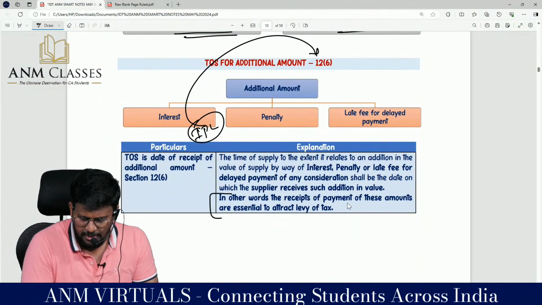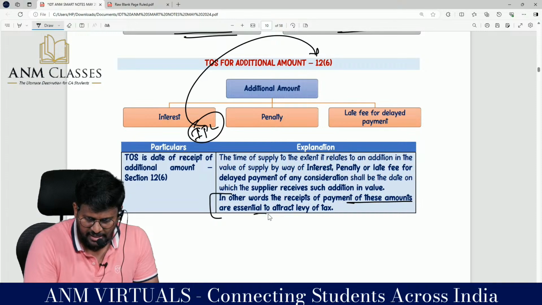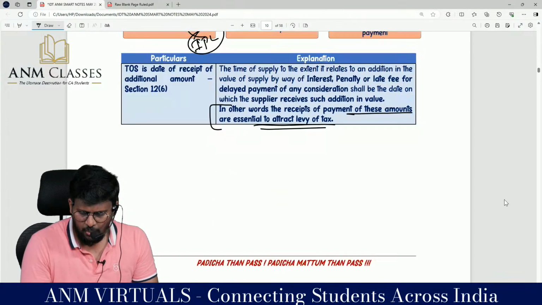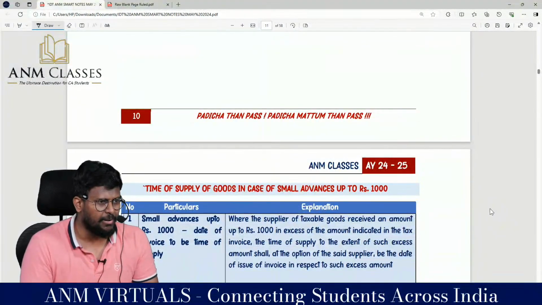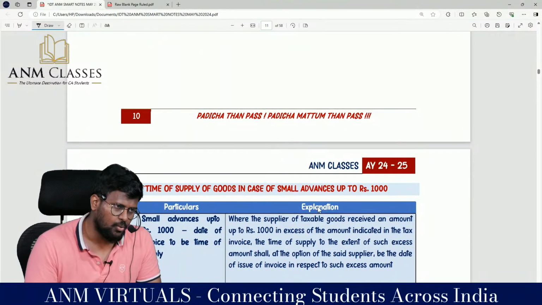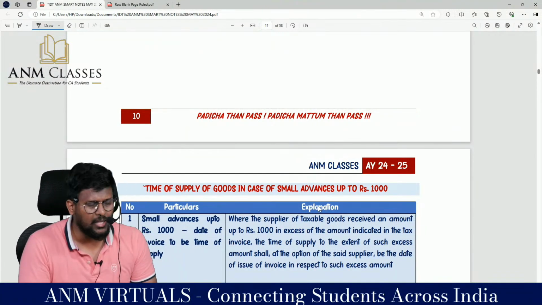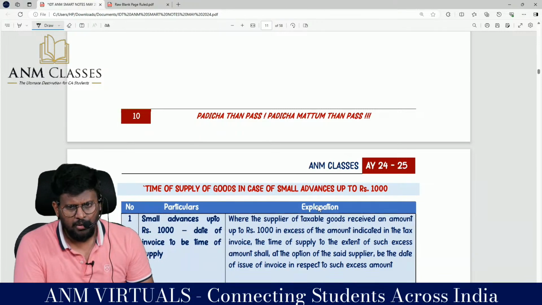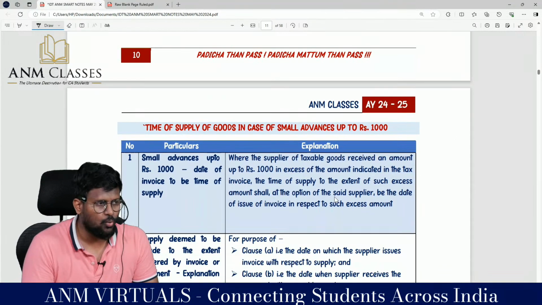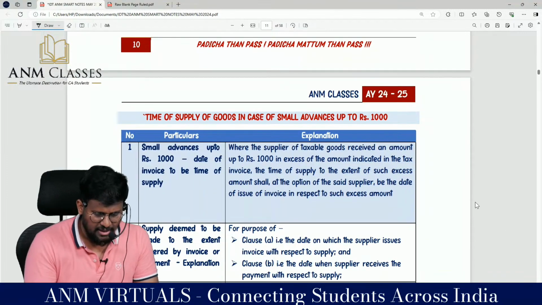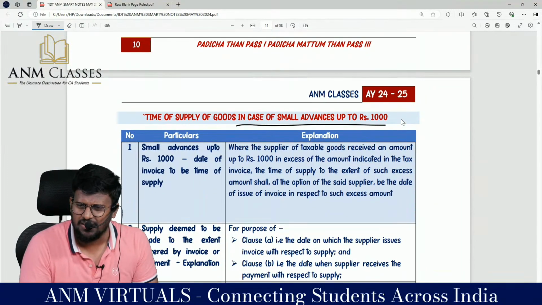In other words, the receipt of payment of these amounts is essential to attract levy of tax. What is 12.1? Liability for payment of tax arises at time of supply. What is 12.2? What is 12.3? What is 12.4? What is 12.5? What is 12.6? Sir, time of supply in case of advances.